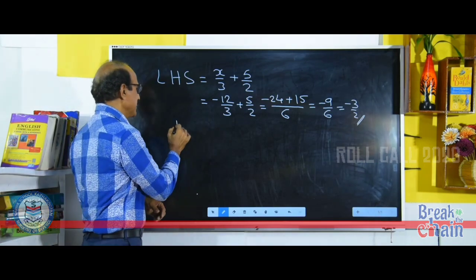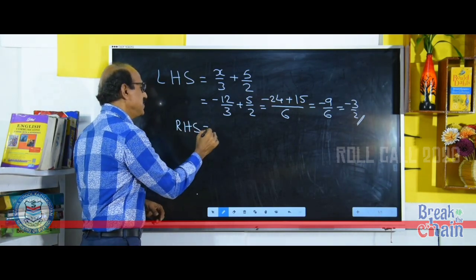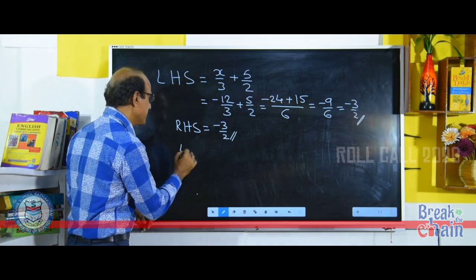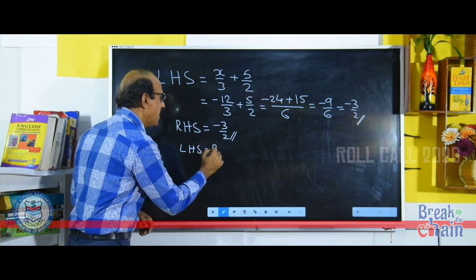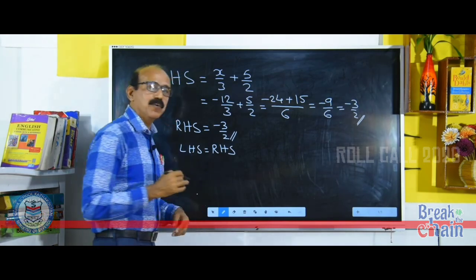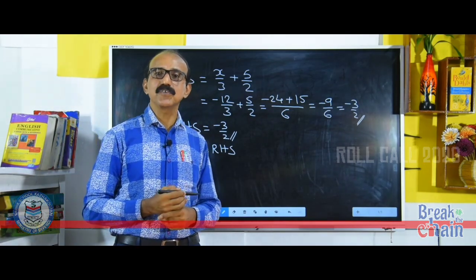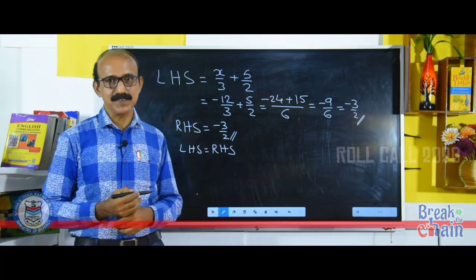Now see the right side. RHS is already there, minus 3 by 2. It shows that LHS equals RHS. Therefore, we can say the answer x equal to minus 12 is the correct solution of the given linear equation.